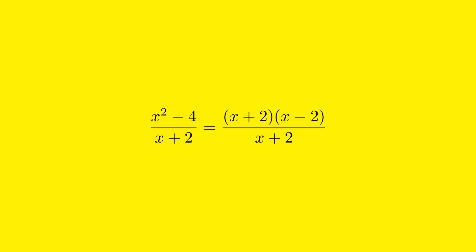Step 1 in solving the problem, reduce the rational expression to lowest terms, is to factor the numerator. The given expression is x squared minus 4 divided by x plus 2. Notice that the numerator x squared minus 4 is a difference of squares. We can factor it as x plus 2 times x minus 2. This alters the expression to be x plus 2 times x minus 2 divided by x plus 2. By factoring the numerator, we set up the expression to potentially cancel out common factors in the next step.